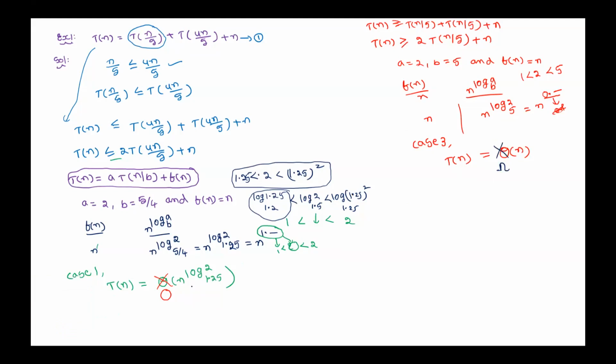Here, one bound is saying it is at least n. The other one is saying at most n power 1 point something. Both bounds are not the same. Then how to find its order of growth? Now, as usual, draw the recursion tree for this. Recursion tree method. Okay, now draw the recursion tree.